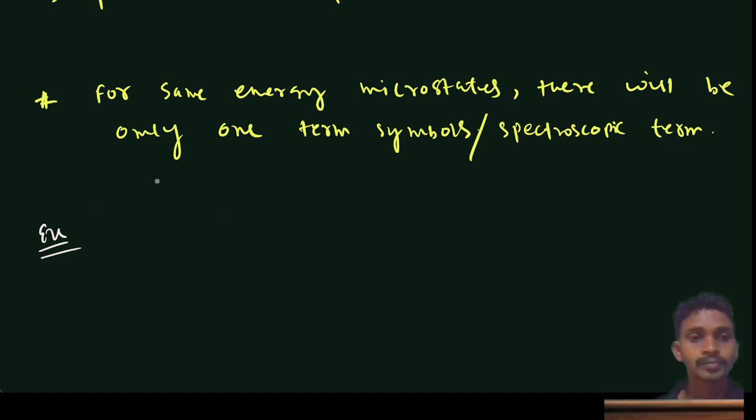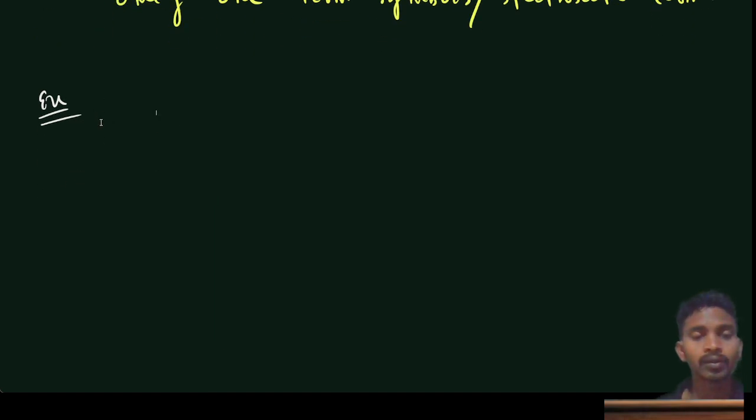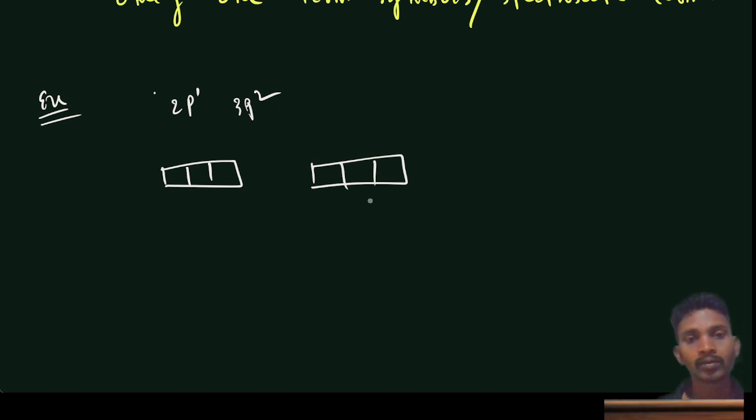Okay, we have already done in the previous class, let's say any orbital electrons, for example 2p1 and 3p2 are given, then how do we calculate the terms, we already discussed that. Here we have 1 electron and here 1 electron, and this is 1, 0, minus 1, and this is 1, 0, minus 1, and here we calculate the L values.